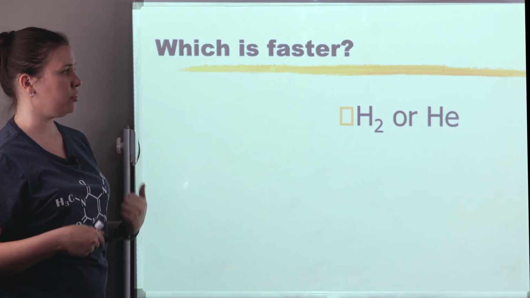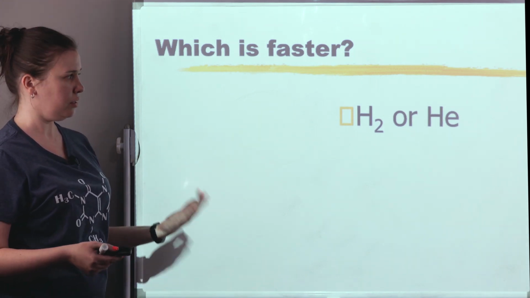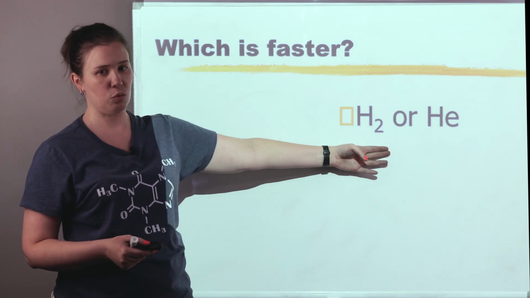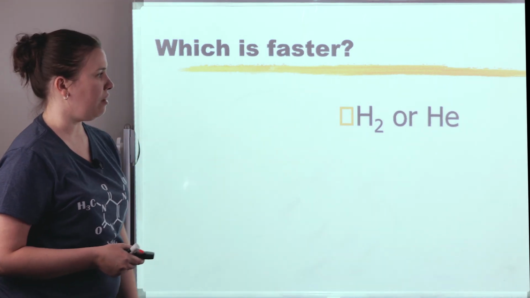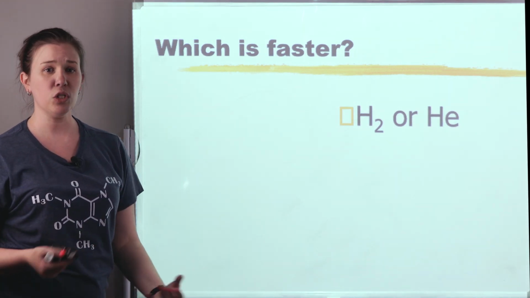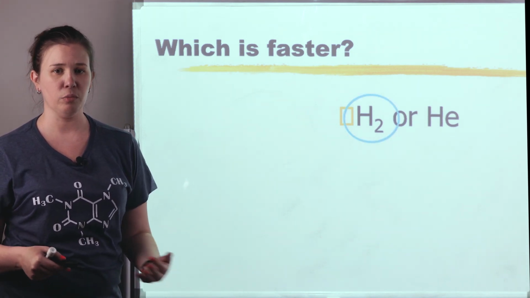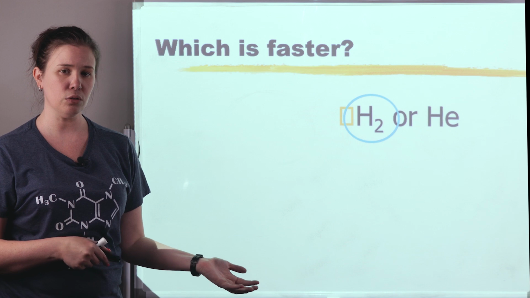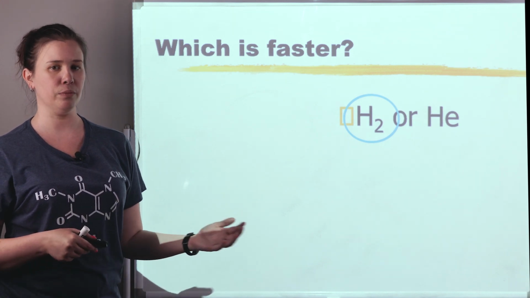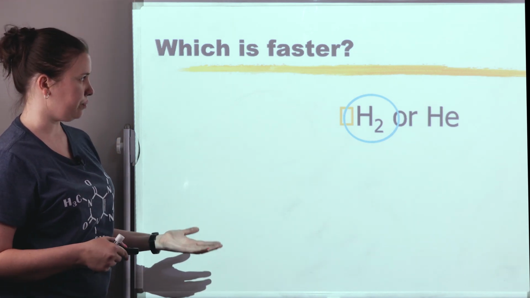So let's use hydrogen gas versus helium gas as an example. And remember that hydrogen is one of our diatomics, so we have H2 versus He. Which one will move faster? The H2 would move faster, with a molar mass of 2.02 as opposed to helium's 4.00. So it would move faster.